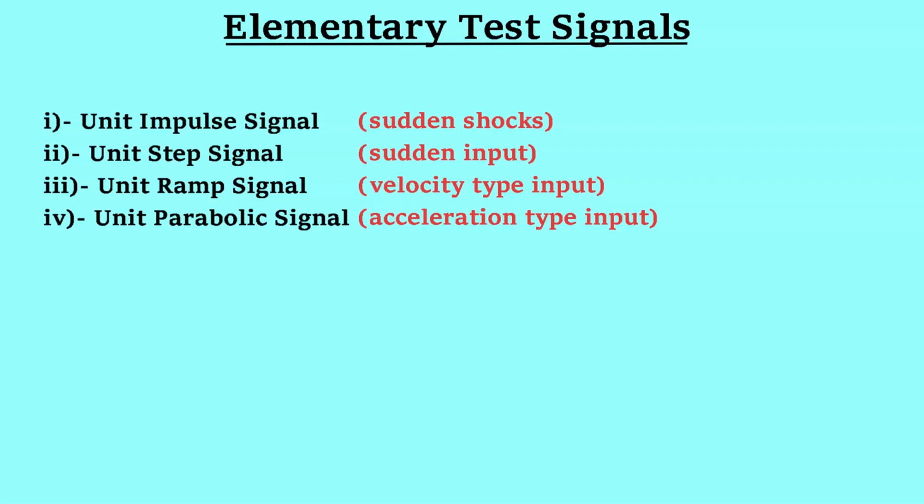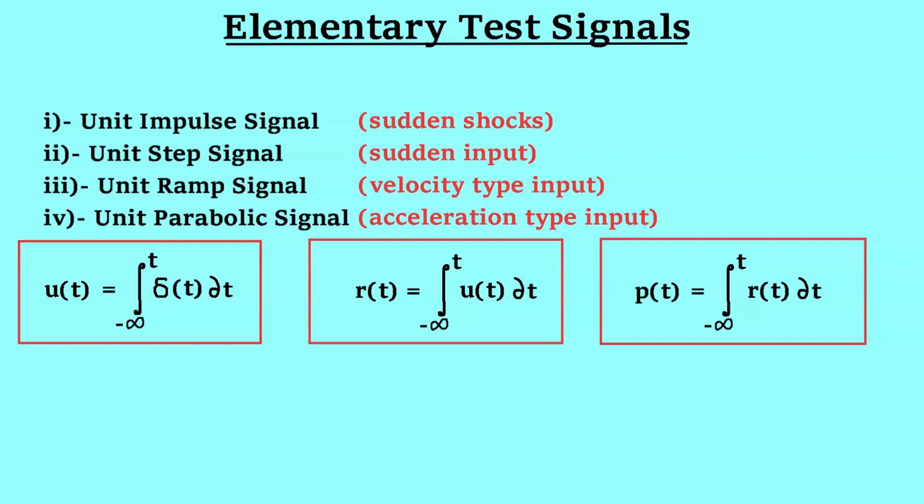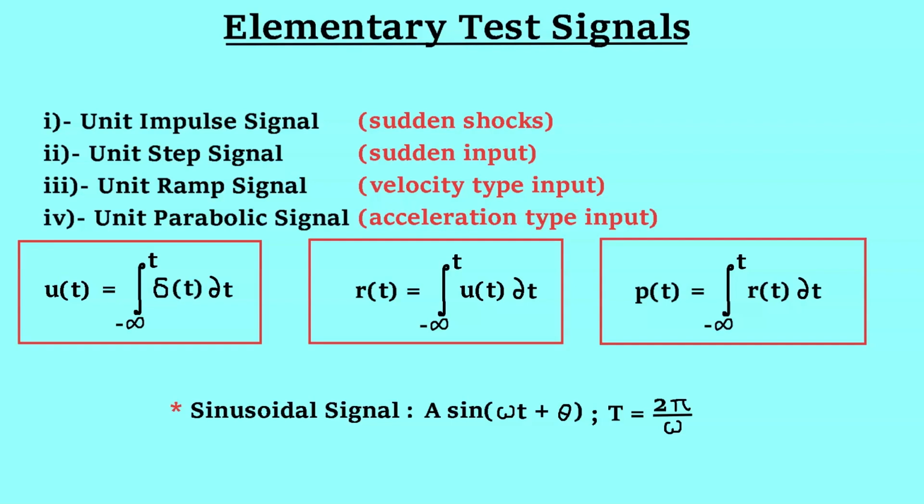All these signals are actually related to each other. Like the unit step signal is the integration of the unit impulse signal from minus infinity to the present point of time. In a similar manner, the unit ramp signal is related to the unit step signal and the unit parabolic signal is related to the unit ramp signal. Besides these 4 test signals, we have another signal which is the sinusoidal signal, which is actually the most commonly used signal. Now we come to our next topic, which is types of systems.